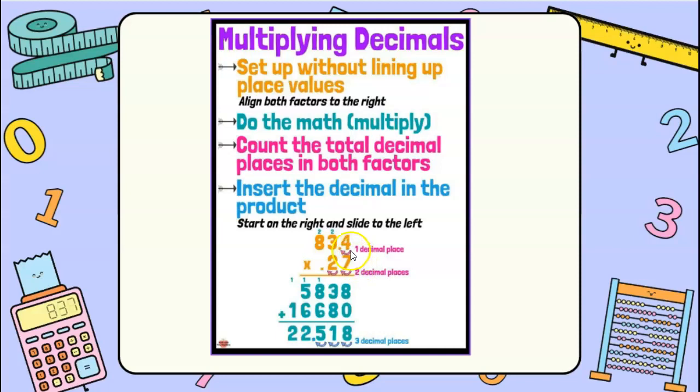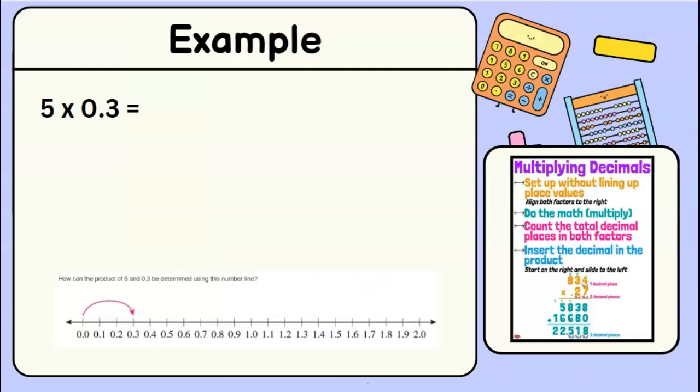Because I have 1 here and 2 places here, that's 3 total. I'm going to come down into my answer, start at the very right, and count 3 places: 1, 2, 3. I will insert my decimal point once I jump those 3 places and end up with my final answer. So here's what that math would look like as an example.